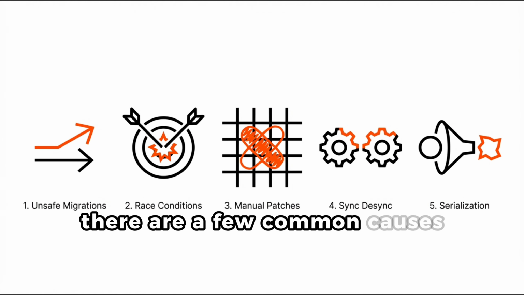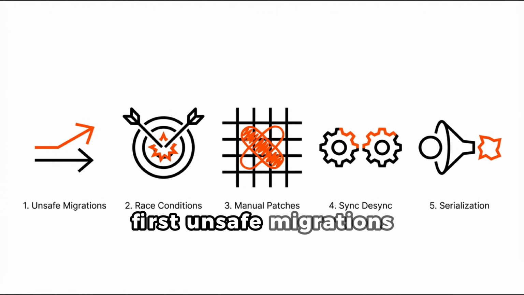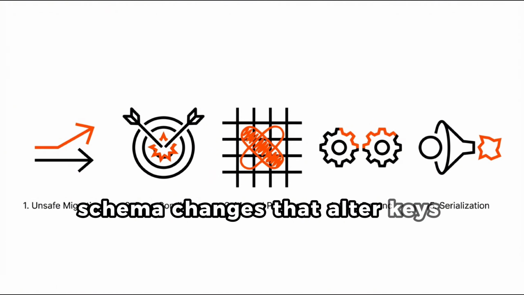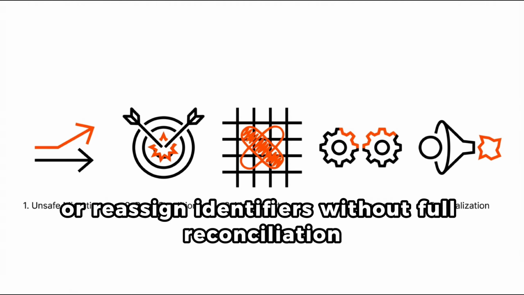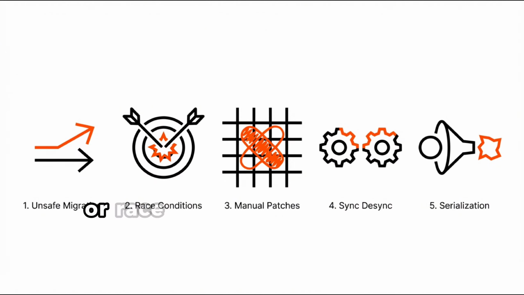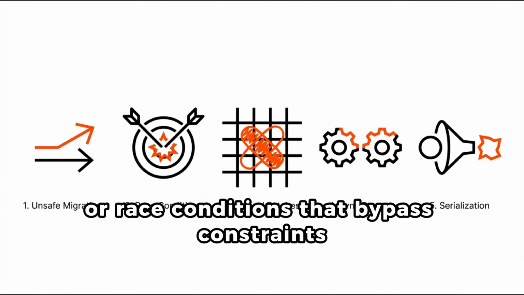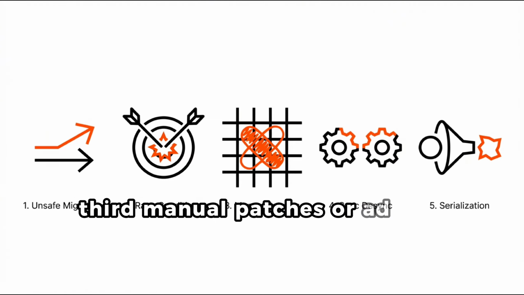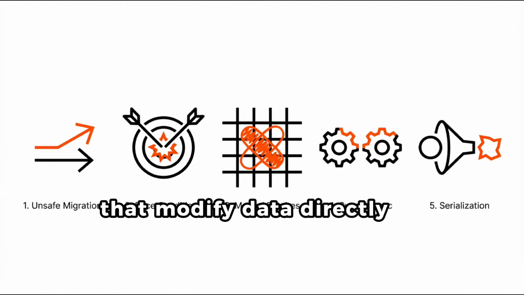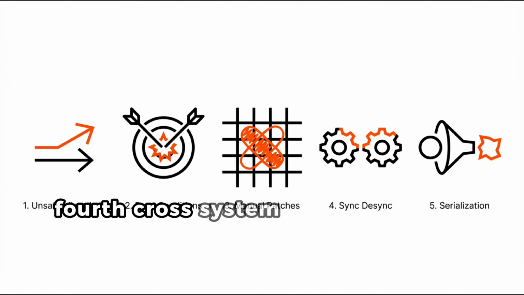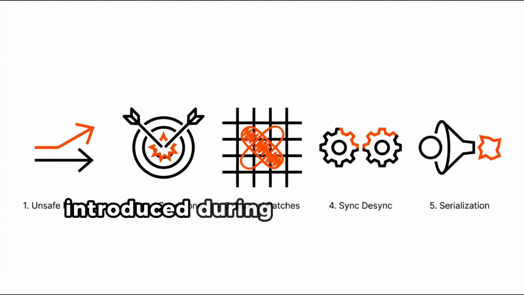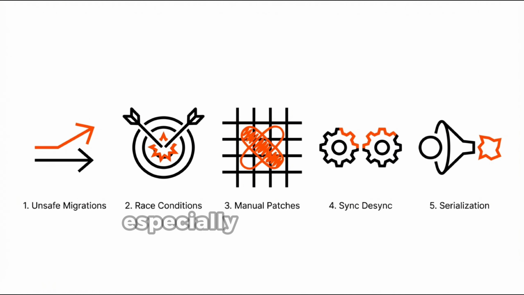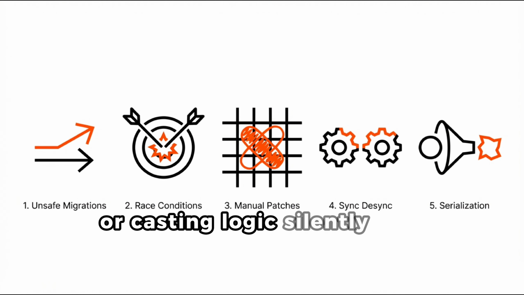There are a few common causes. First, unsafe migrations, schema changes that alter keys, merge tables, or reassign identifiers without full reconciliation. Second, concurrent writes or race conditions that bypass constraints. Third, manual patches or ad hoc scripts that modify data directly in production. Fourth, cross-system synchronization errors, where two systems disagree about identity or ownership. And fifth, corruption introduced during serialization or transformation, especially when parsing or casting logic silently fails.